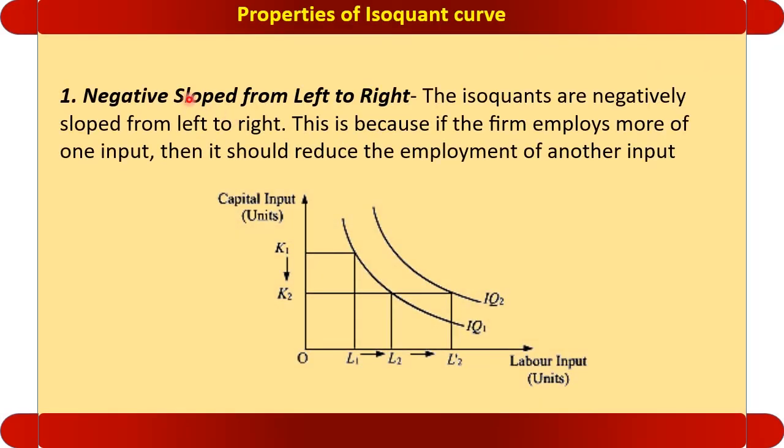Let us see the first property of the isoquant. The first property of the isoquant curve is negative slope from left to right. Listen, the isoquants are negatively sloped, that is from left to right. This is because in order to increase the production of one commodity, the production of the other has to be reduced. If we want to increase capital, then we have to decrease labor, otherwise the output level will be disturbed. That is why the isoquant curve slopes downward from left to right.